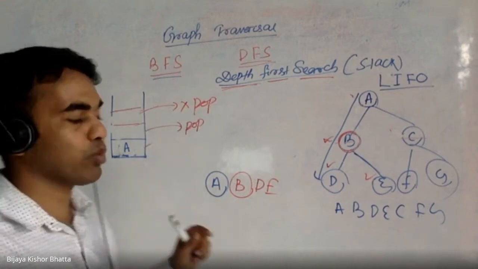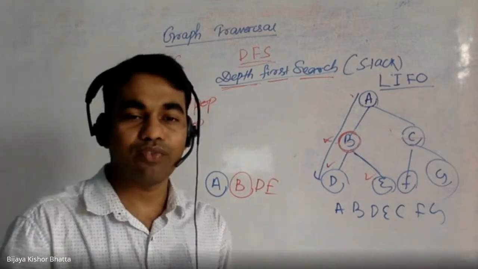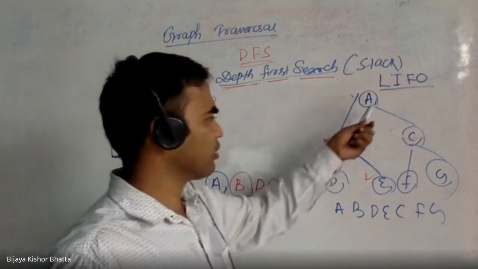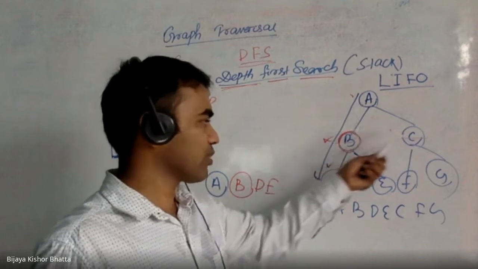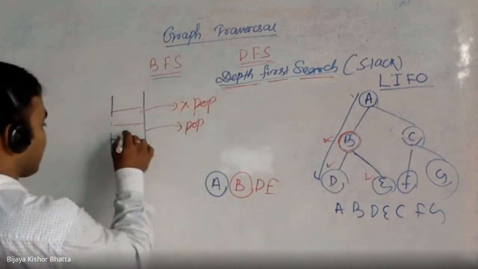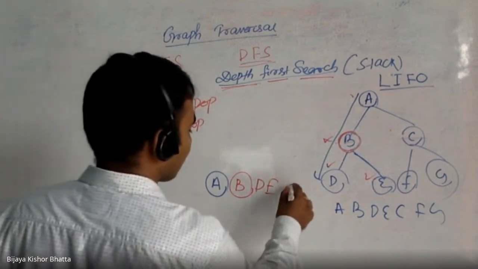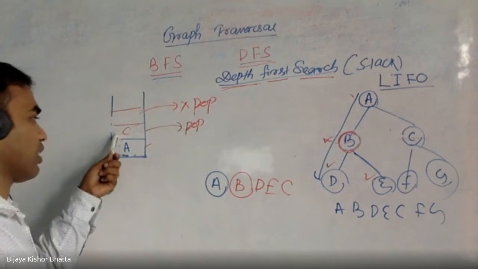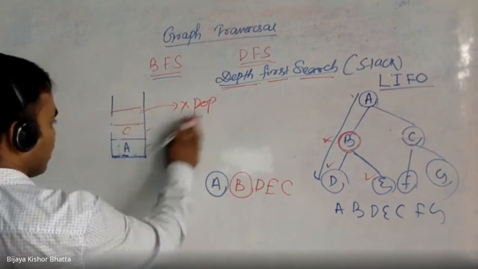So you'll ask the same question to A. Is there any vertex which is not processed? The answer is, for A, B is processed, but C is not yet processed. Then A will answer, yes, there exists a vertex which is not processed, which is C. So let's process that and put it into the stack.